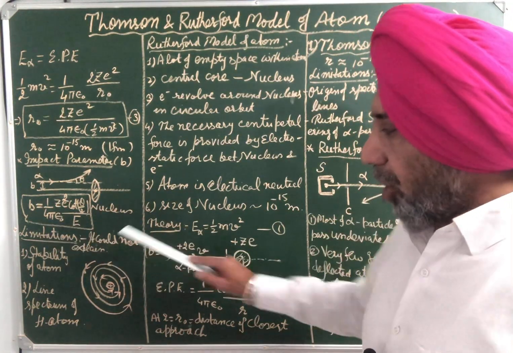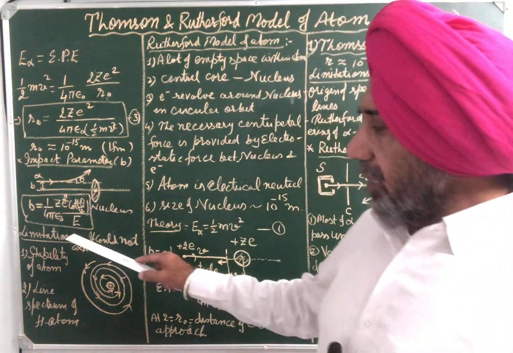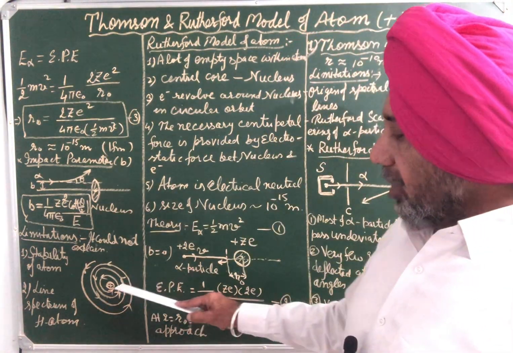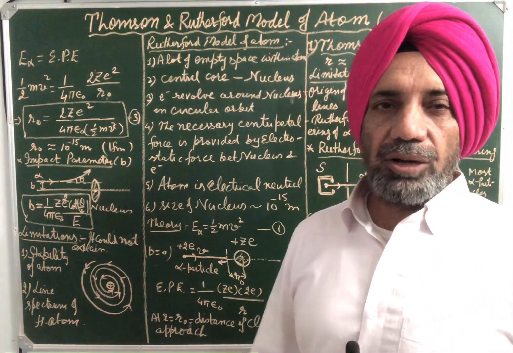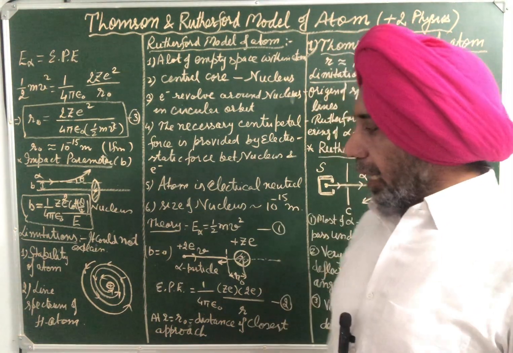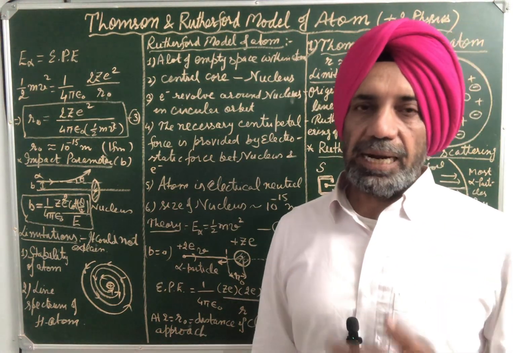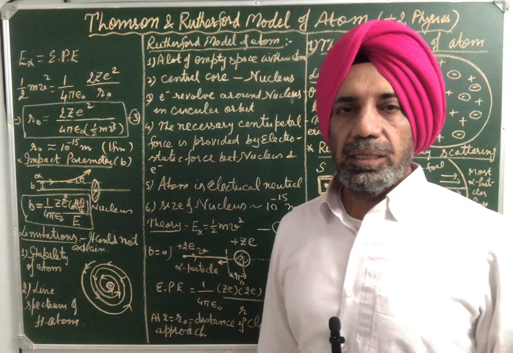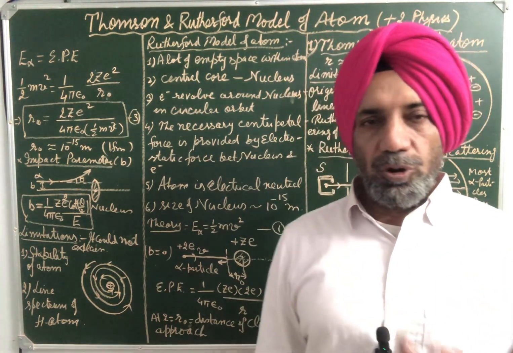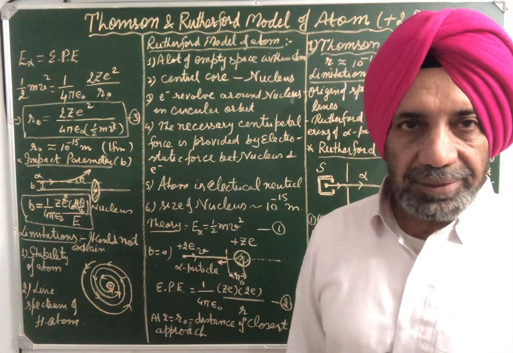Then some limitations of the Rutherford model of atom. Basically there are two limitations. According to the Rutherford model of atom, electrons are revolving around the nucleus in circular orbits, and the necessary centripetal force is provided by the electrostatic force between the nucleus and the electron. It means there is centripetal force, it means there is centripetal acceleration, it means electrons are being accelerated.